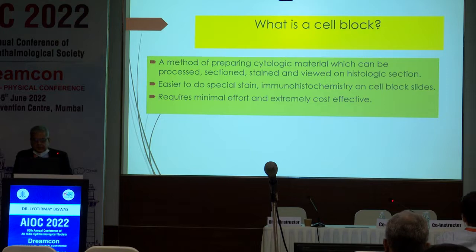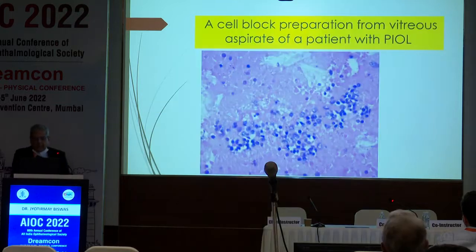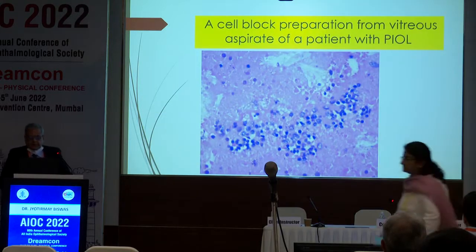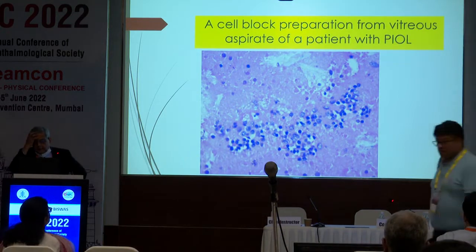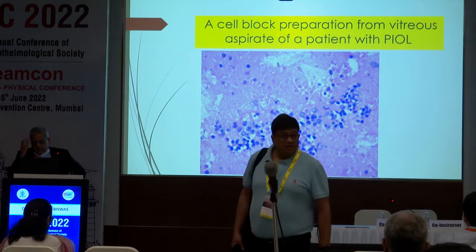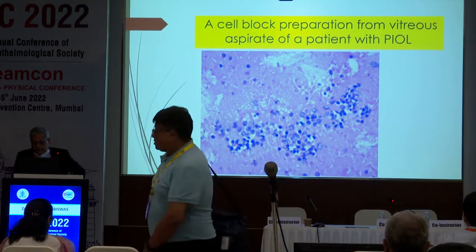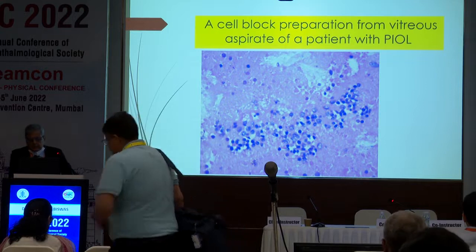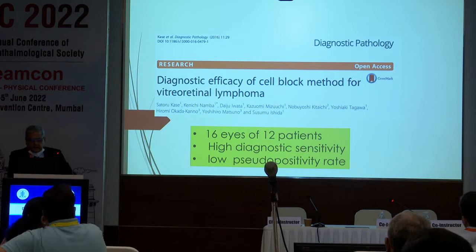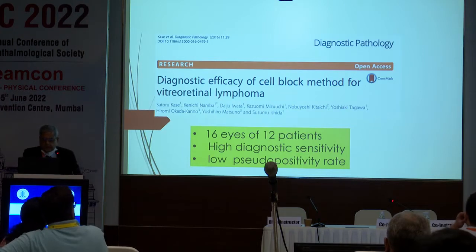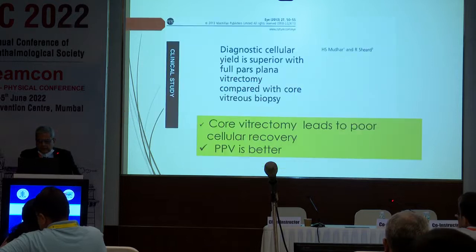It is easier to do special stain immunohistochemistry on the cell block slides, requires minimal effort and is extremely cost effective. And this is a cell block preparation from the vitreous aspirate of a patient with primary intraocular lymphoma. And you can see that a lot of tissue is there, with pleomorphic lymphoma cells seen in a necrotic background. What is the advantage of this? We have found that the cell block method has a high diagnostic sensitivity and low pseudopositivity rate.